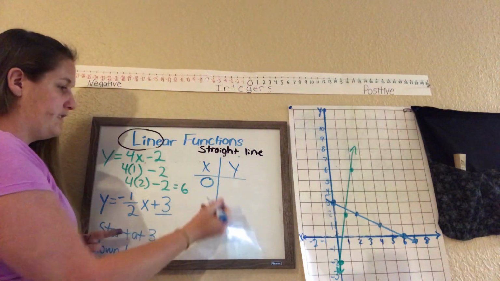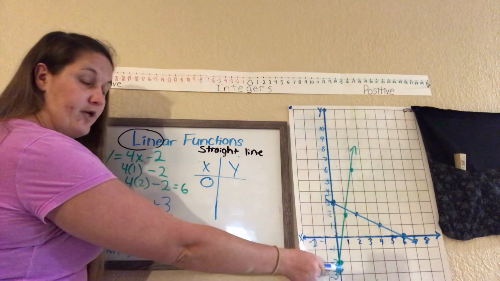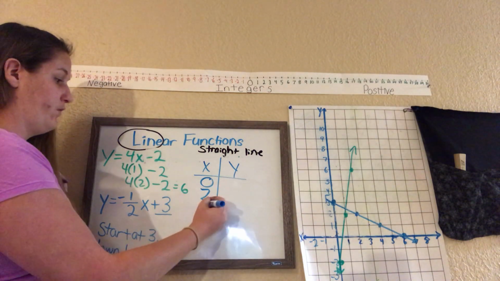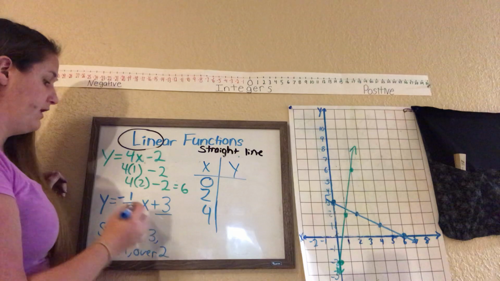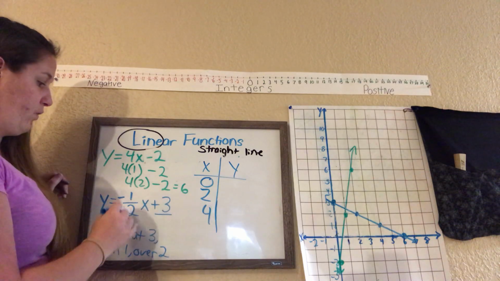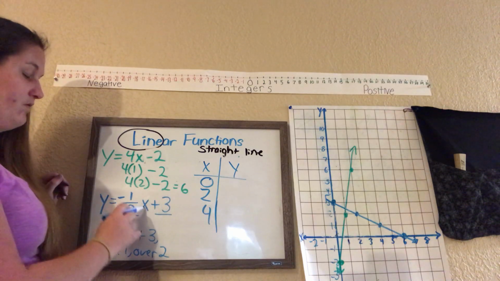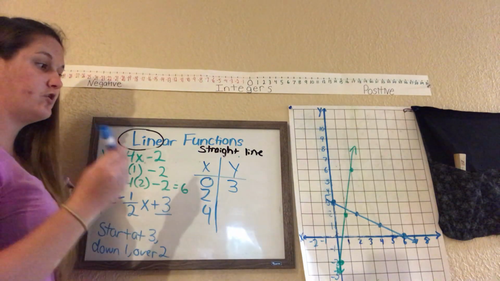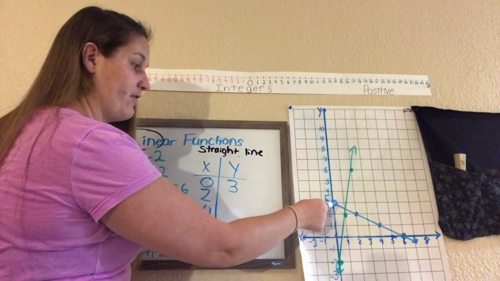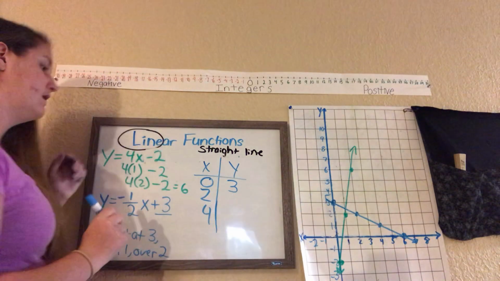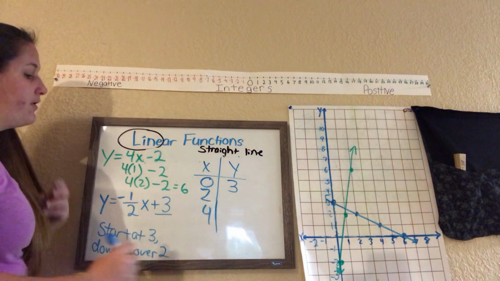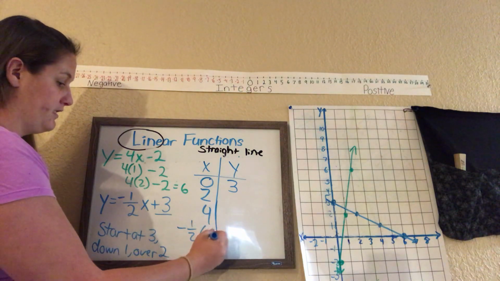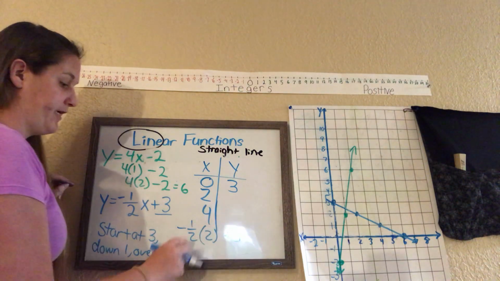So start off with 0 because it's always good to know what your y-intercept is. And then let's pick a few even numbers. So what is 1/2 of 0? Still 0. 0 plus 3, 3. So do we have a point 0, 3? Yes.